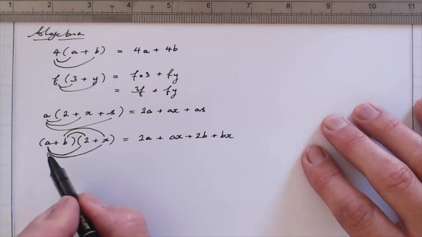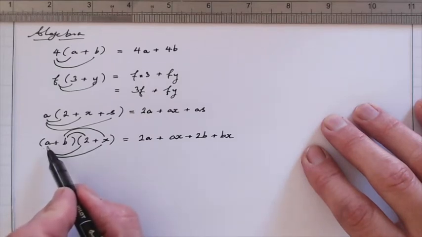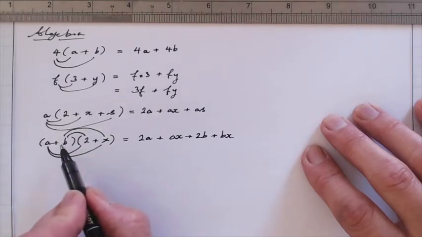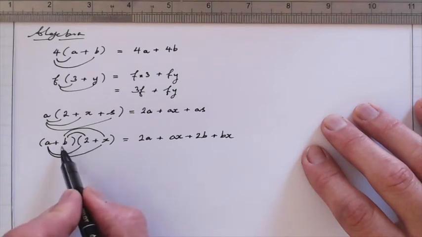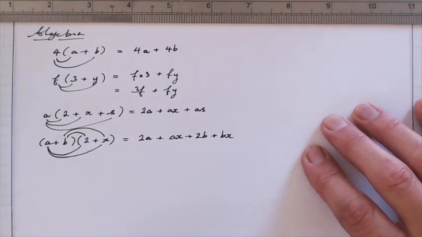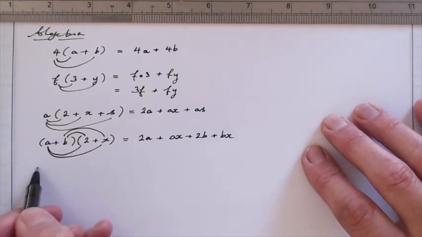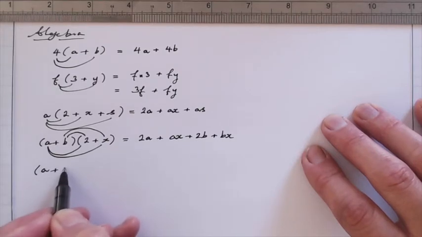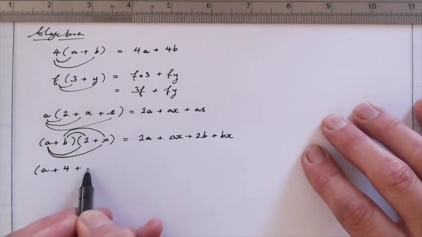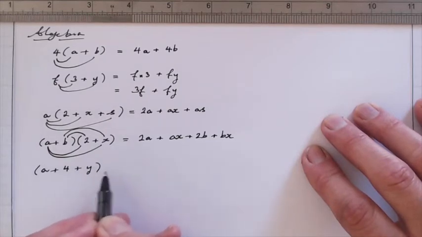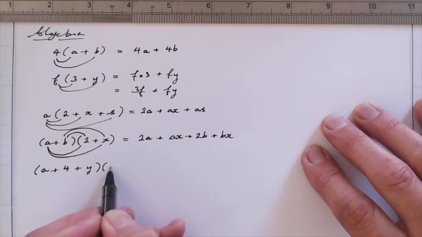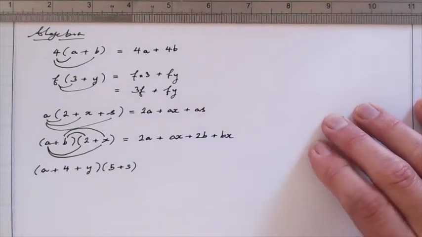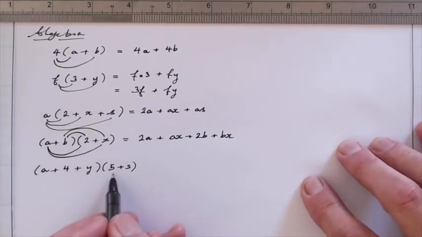I would recommend you do this in the sense that you take the first term in the first bracket and you just use that to multiply in order all of the terms in the second bracket, and then you go to the next term in the first bracket and use that to multiply all the terms. So let's actually jump to a really much more complicated example, but just to emphasize being systematic. Let's say we had a plus 4 plus y multiplied by 5 plus s. Okay, so now we have 3 terms in one of the brackets and 2 in the next.